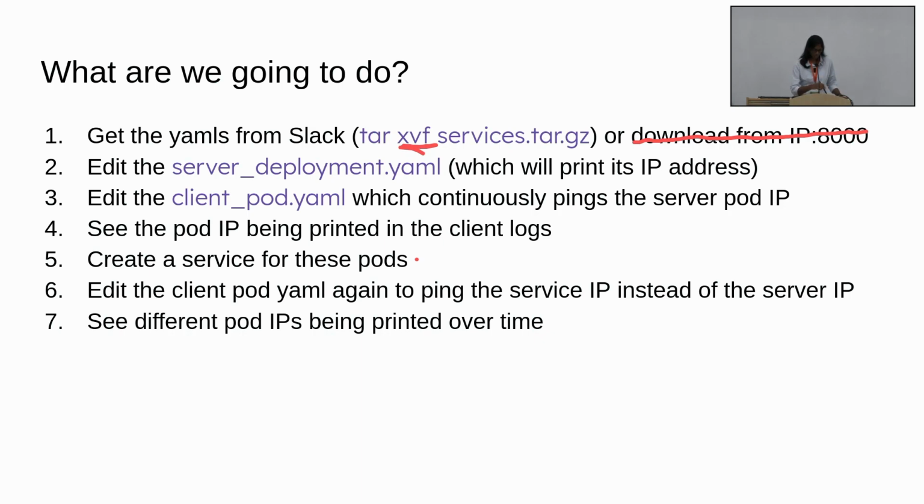I will share the YAML with you. Right now, there's a service.yaml, but it's empty. And you will again change the client pod to ping the service IP instead of the pod IP. And you will see the logs again to see that this time it reaches different endpoints every time it curls, because of the load balancing that the kube-proxy does.